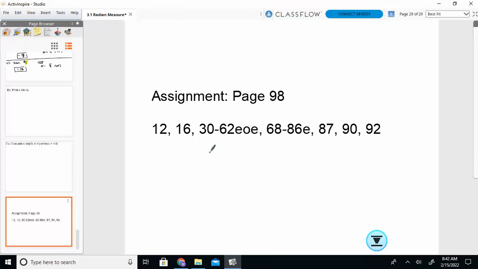So here is the assignment. We will have class time tomorrow, maybe not a full class period, but a good chunk of your class to work on this. So it will not be due until Thursday.